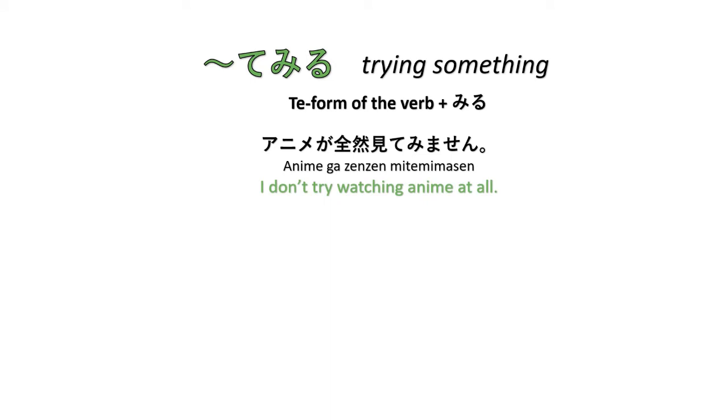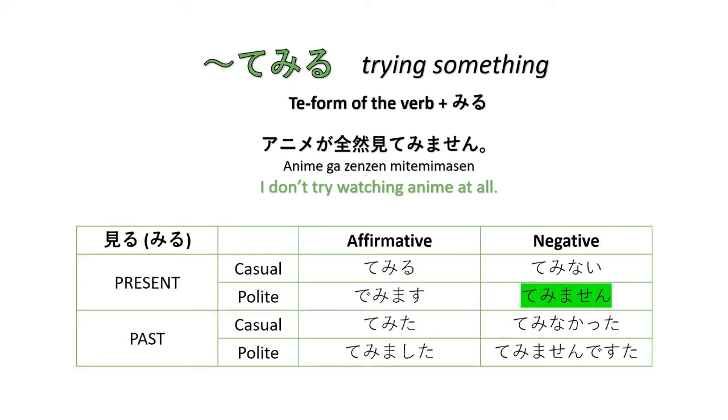Alright. Anime ga zenzen mite mimasen. I don't try watching anime at all. Again, te mimasen. Here we use the negative polite present form, te mimasen. Don't try at all.